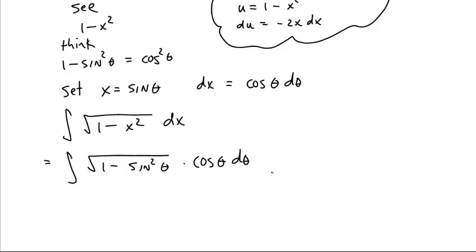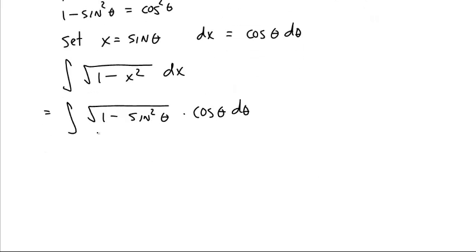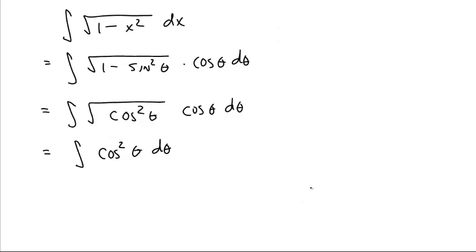It's very easy to forget about that. Lots of people are forgetting dx's all the time. In any case, 1 minus sine squared, as we said, is cosine squared, so you get the integral of the square root of cosine squared times cosine of theta d theta. The square root of cosine squared is just cosine, so you get cosine times cosine, cosine squared of theta d theta. Now, not too long ago, this in and of itself was a pain in the butt to solve, right?